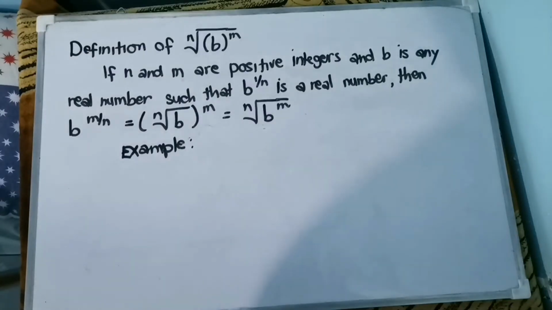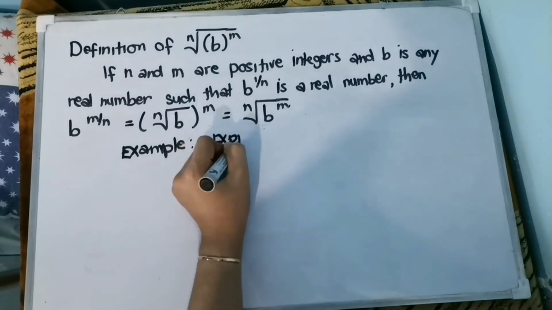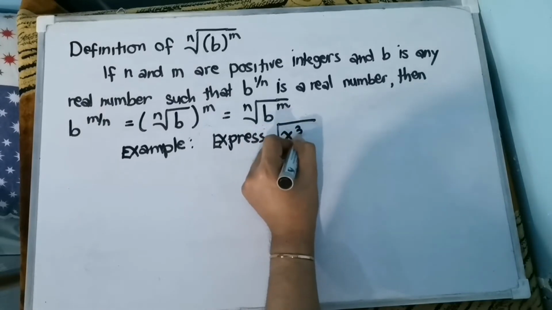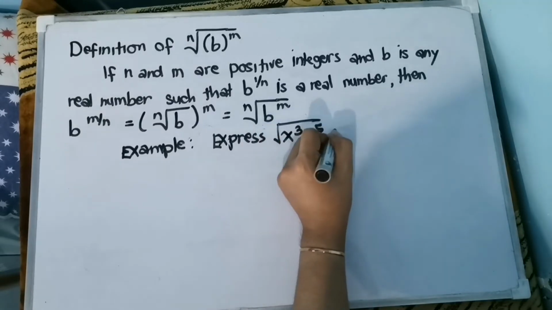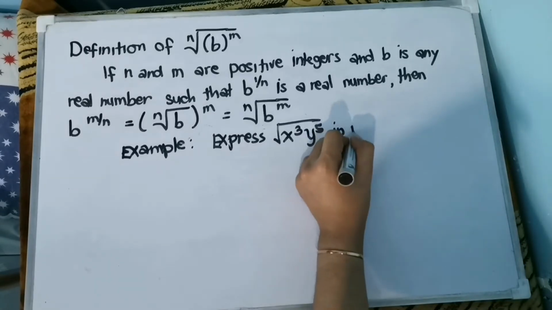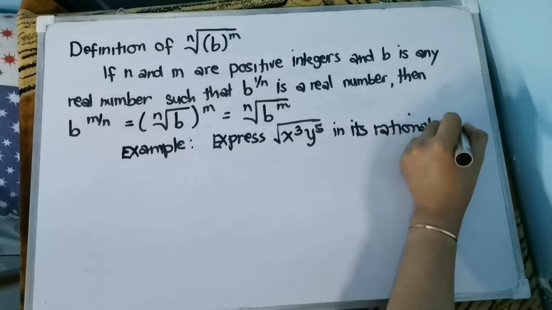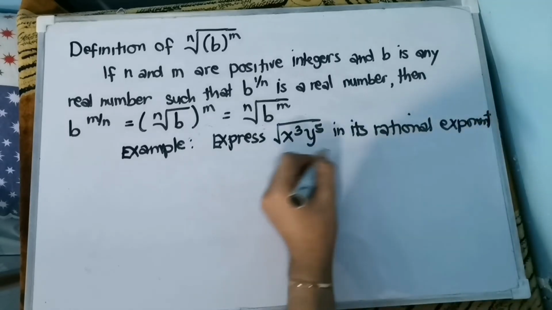Though we can express rational exponents in radical form, we can use the same definition in expressing radical expressions as rational exponents. Wherein the given is the radical form, we will now make it into rational exponent form. Let's say we need to express the square root of x cubed y to the fifth in its rational exponent form.